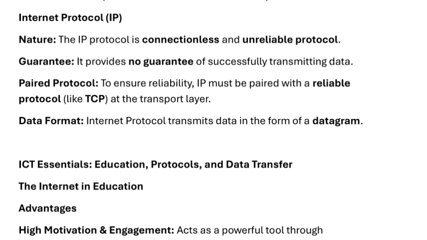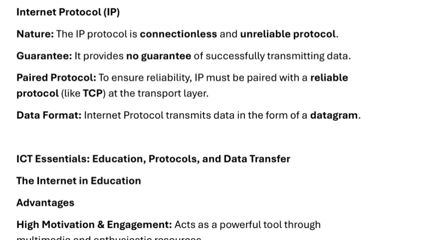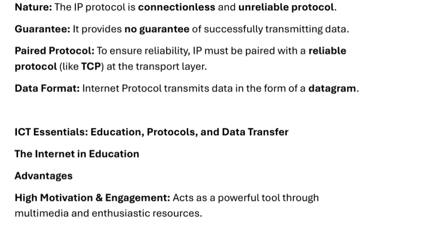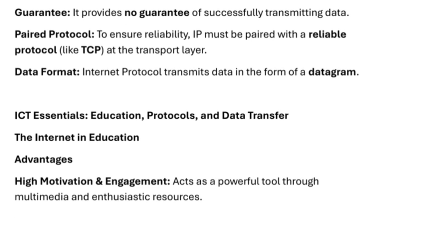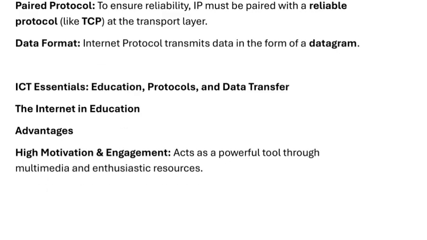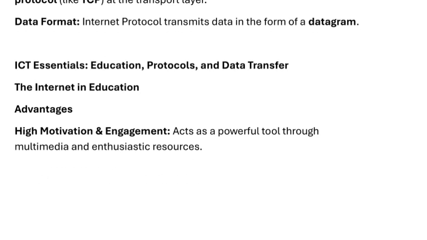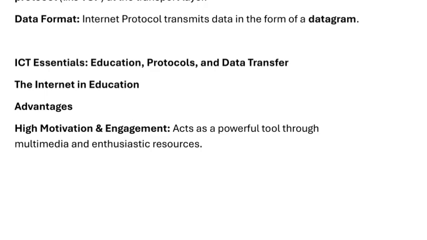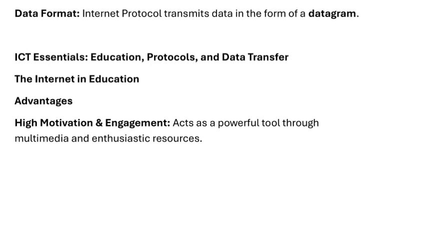Internet Protocol, IP. Nature: the IP protocol is a connectionless and unreliable protocol. Guarantee: it provides no guarantee of successfully transmitting data. Paired protocol: to ensure reliability, IP must be paired with a reliable protocol, like TCP, at the transport layer. Data format: Internet protocol transmits data in the form of a datagram.